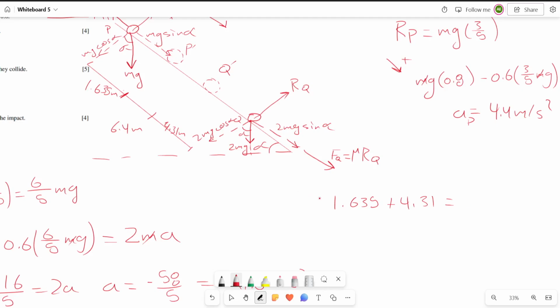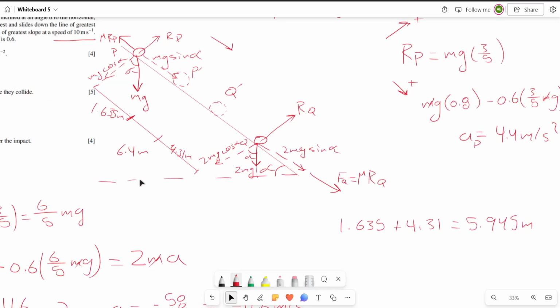This is going to give me a distance of 5.945 meters, which is not exactly 6.4 or more than 6.4. So this means that they still have a distance between them when Q stopped and will start rolling down. So Q will start rolling down before they collide with each other. So this is the second scenario that we talked about.